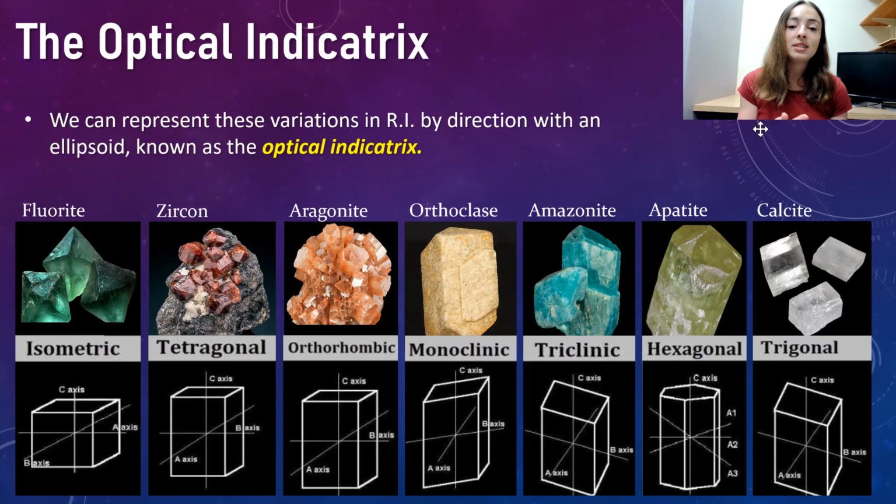And so we can represent these variations in RI by direction with what's called an ellipsoid, known as the optical indicatrix. This is the main thing this video will be about: this indicatrix and how light passes through it, and how we can orient the grain under the thin section to understand how the light passing through it looks a certain way and therefore identify the mineral.